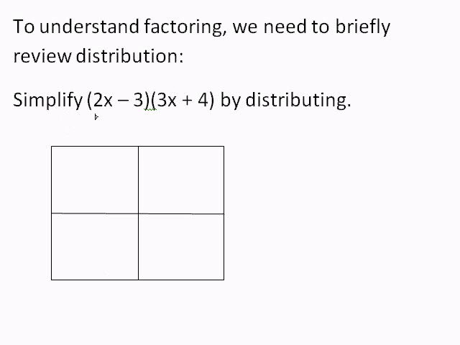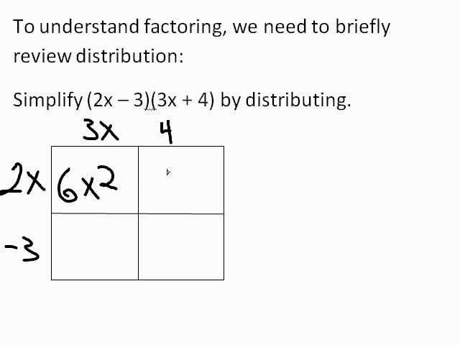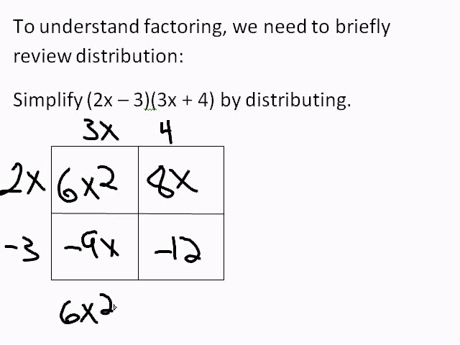So if I ask you to simplify 2x minus 3 and 3x plus 4 by distributing, one method is to make a box: 2x, negative 3, 3x, and 4, and we're going to multiply the terms as they meet together in the box. 2x and 3x gives us 6x squared. 2x and 4 gives us 8x. 3x and negative 3 gives us negative 9x. Negative 3 and 4 gives us negative 12. When we combine our like terms, we get 6x squared, the negative 9x and 8x combined, giving us minus x, and then we write down the minus 12.